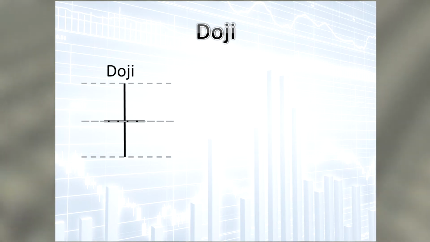We can find dojis with extremely long wicks. We call them long-legged dojis, if you want to. That's fine with me. But there is no clear pattern to it, so do not trade this pattern unless it is within a trending market.